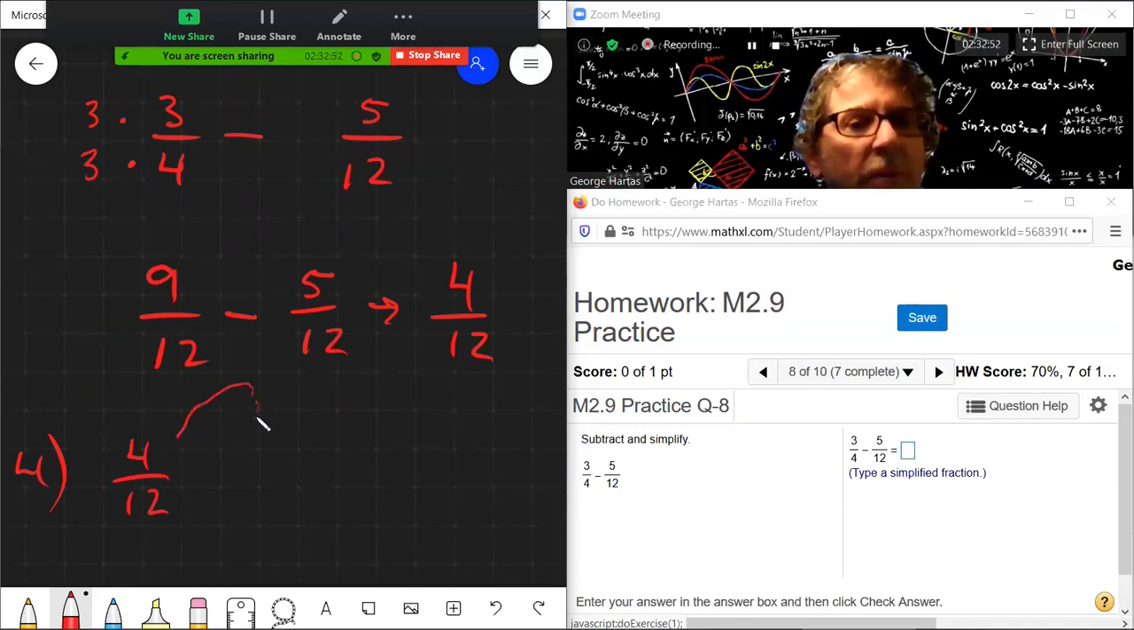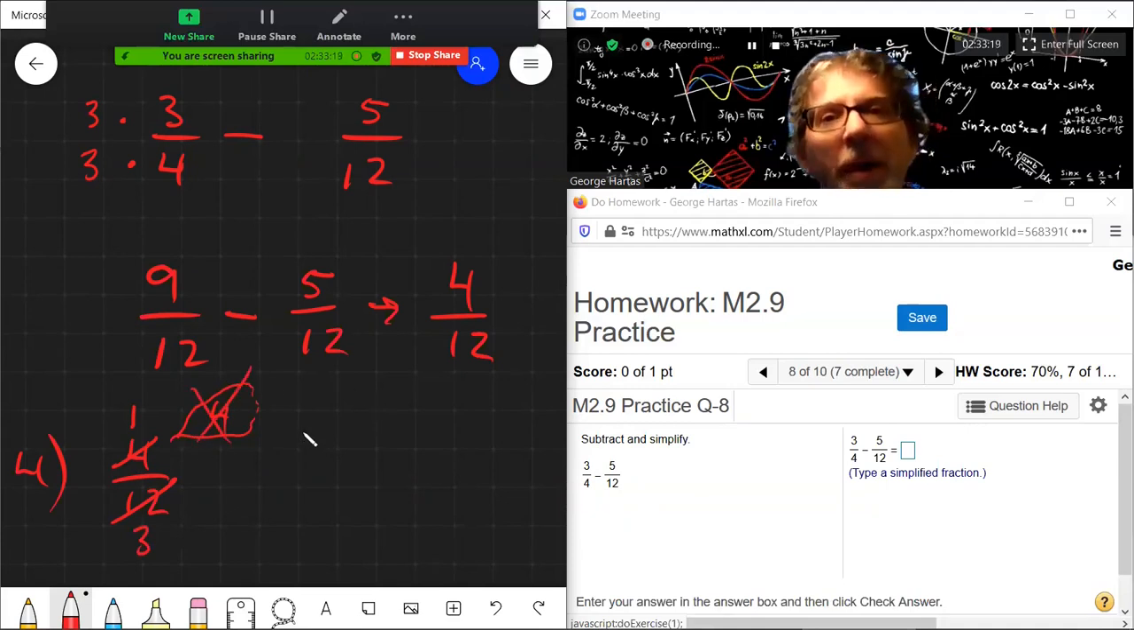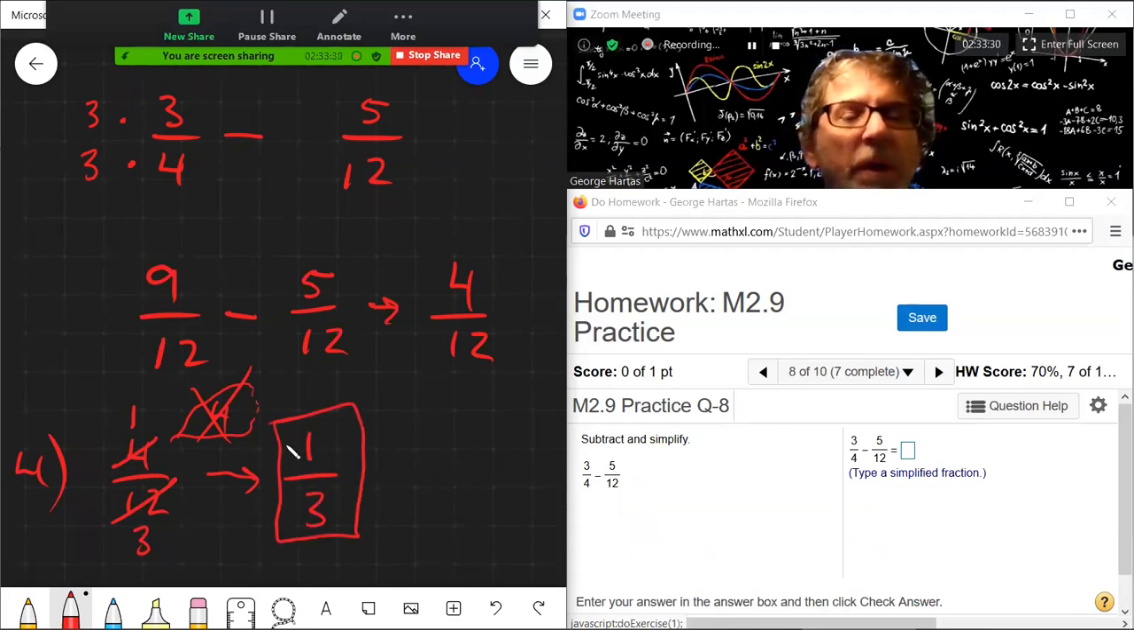What's the biggest number you can think of that divides into 4 and 12? You did not say 2 because 2 is not the biggest number. Correct. Instead, you said 4. 4 that you're thinking about divides into 4 one time. 4 that you're thinking about divides into 12 3 times. Cross out the thought bubble and write down what's left. 1 over 3. Nice.